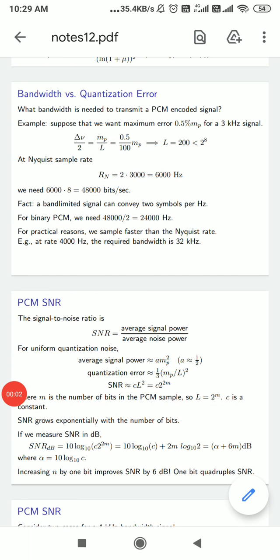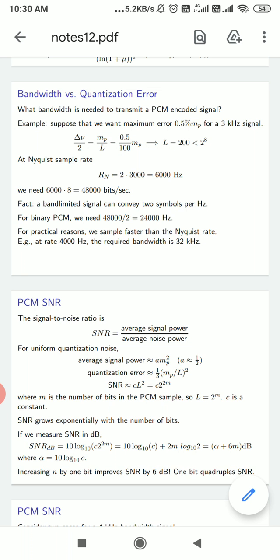Good morning. Here we will solve some numericals on the signal to noise ratio. In the previous session we have seen about the signal to noise ratio and some numericals also. We will see some more numericals. What are we saying about the signal to noise ratio? It is the ratio of normalized signal power with respect to the normalized noise power.